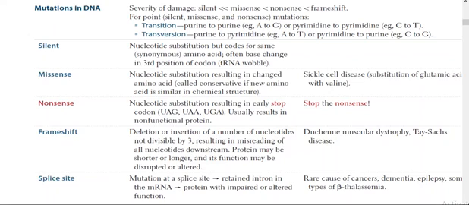The next type is nonsense. Here, due to the nucleotide position change or substitution, the genetic code is changed to a stop codon. So the translation stops abruptly in between. So it results in a non-functional protein. So it is very severe because the lack of protein may disturb the cell function.